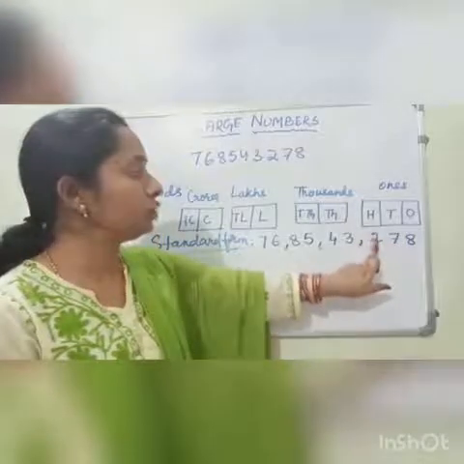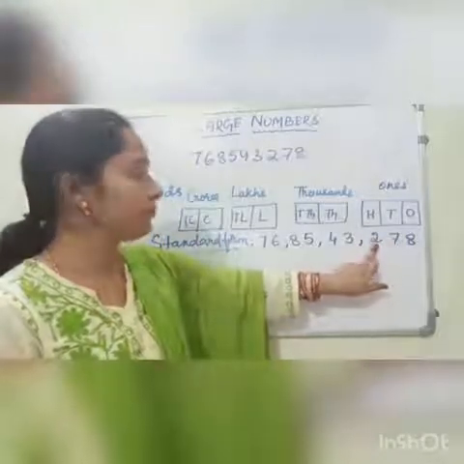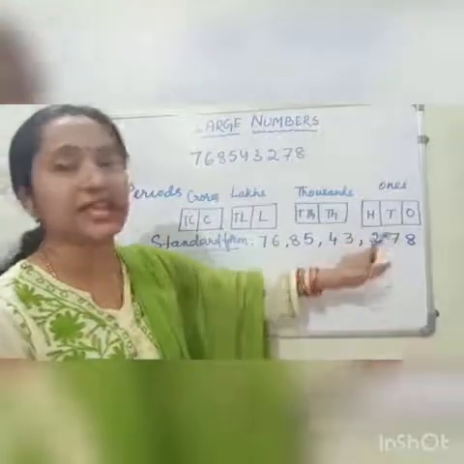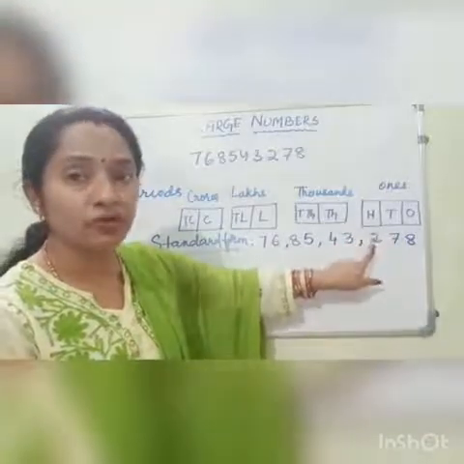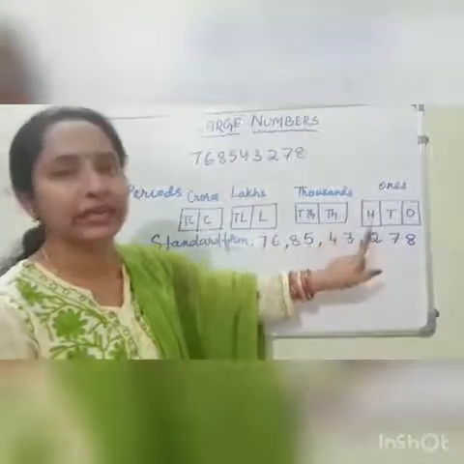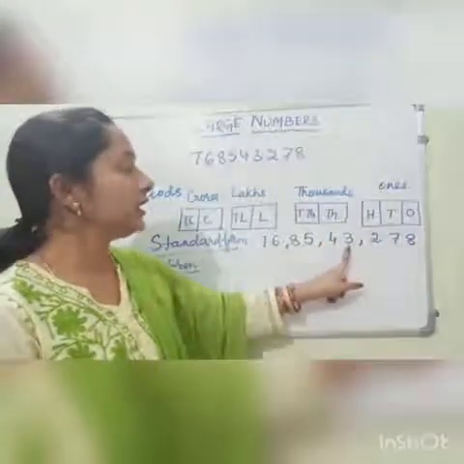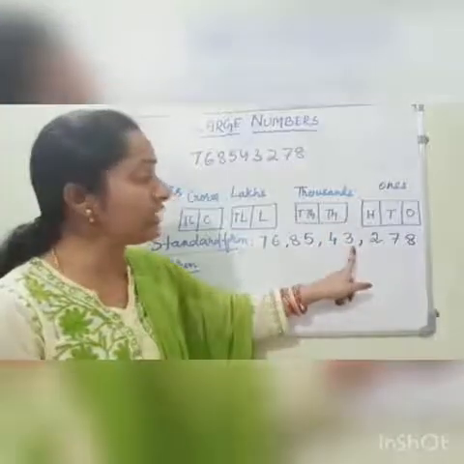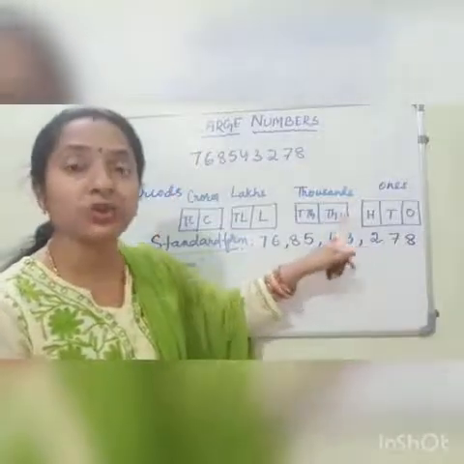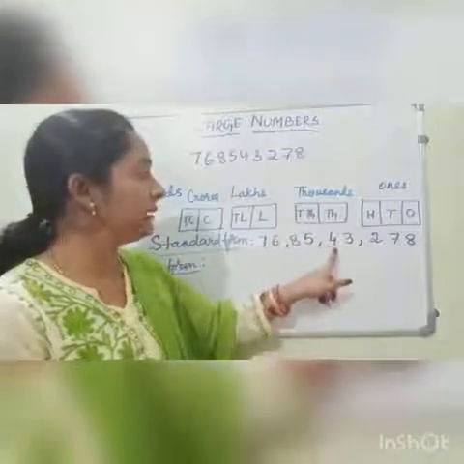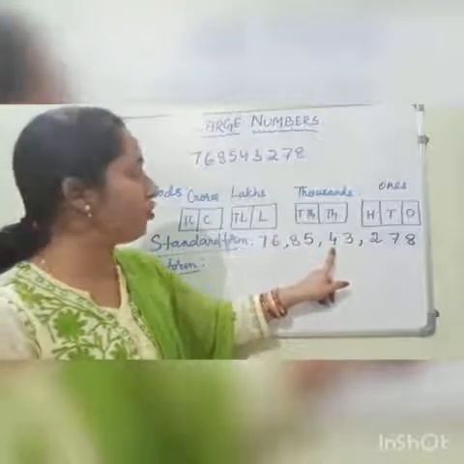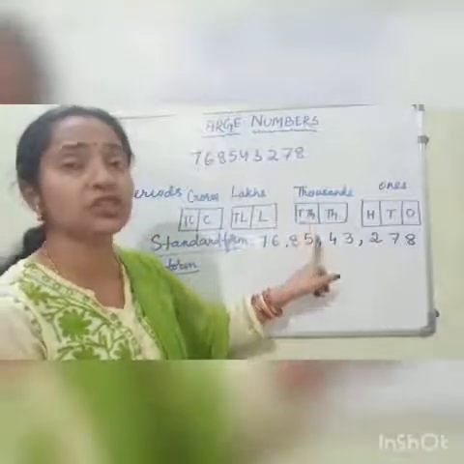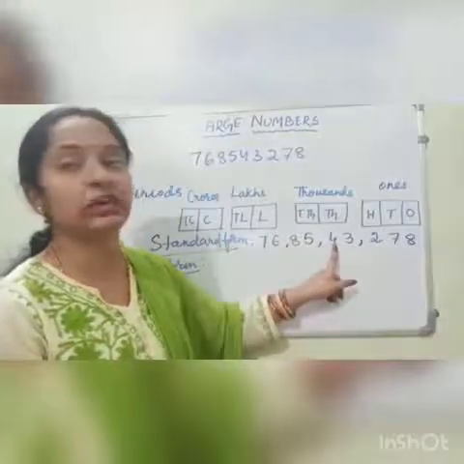Now if you come to the digit 2, 2 is in hundreds place. Then the place value of 2 will be 2 multiplied by 100, that is 200. 3 is in thousands place. So the place value of 3 will be 3 multiplied by 1000, 3000. 4 is in 10,000s place. So it will be 40,000.